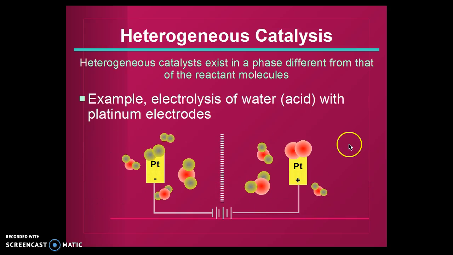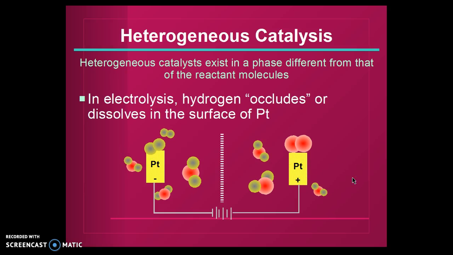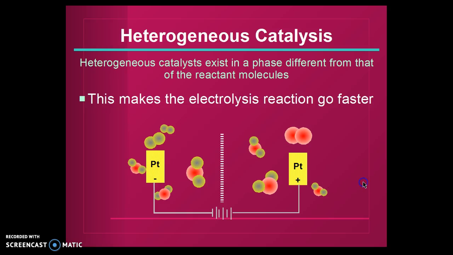For example, we can electrolyze water, acidic water, and we use platinum electrodes, and platinum focuses on not just supplying the electrons or taking the positive charge away, but it also provides a place for the reaction to occur. Hydrogen occludes or dissolves in the surface of the platinum. This makes the electrolysis reaction complete more quickly.